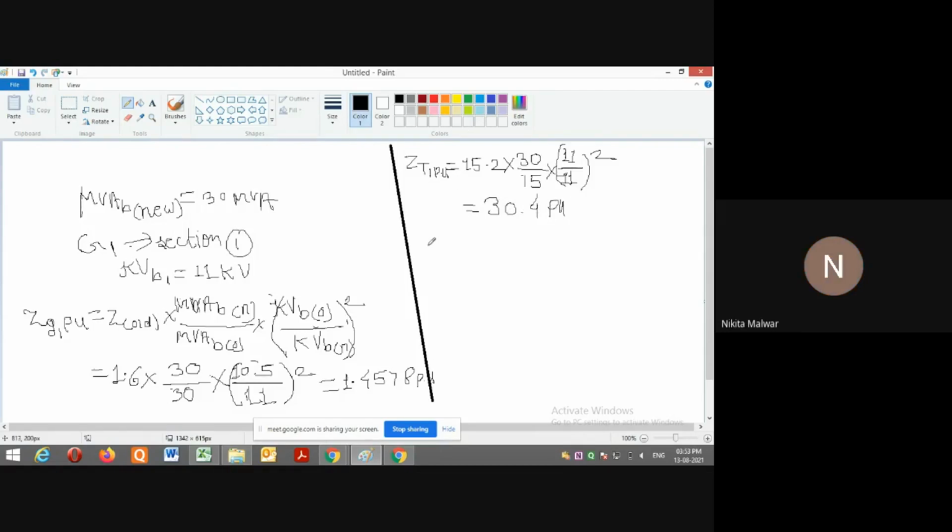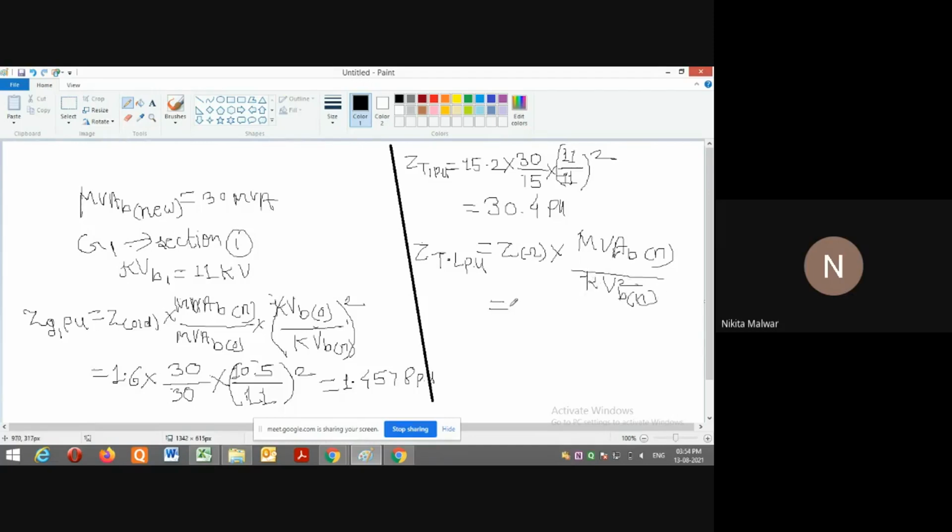Now for the transmission line, we have to find the transmission line impedance. So your transmission line impedance in per unit formula is Z old or Z ohm multiplied by MVA base new upon kV base new square.